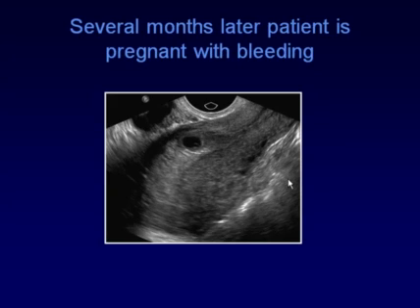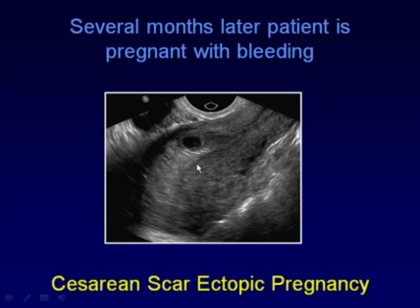This is the transvaginal view of her uterus. There is a gestational sac, and it's located right here. So it is in the uterus, but if you look very carefully, it's not exactly where you would expect it in the uterus. This is the endometrium, and this is the gestational sac. You can see the yolk sac. This is a gestation that is implanted in the cesarean section scar. It is a cesarean section scar ectopic.